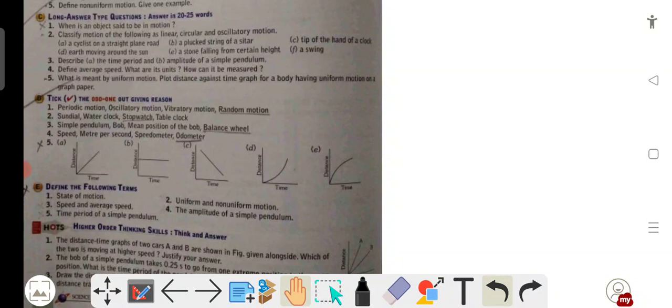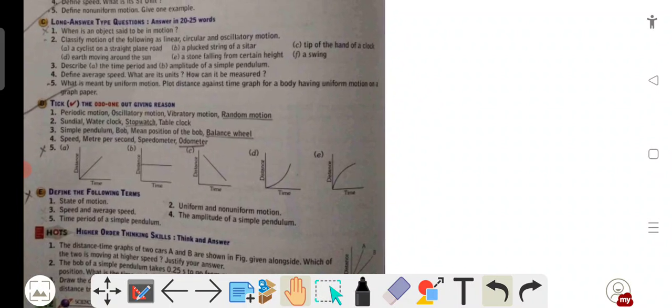Today we will discuss chapter 13, motion and time. We have already done the theoretical portion of this chapter and also some exercise problems. Today we will do some more exercise problems, exercise C.